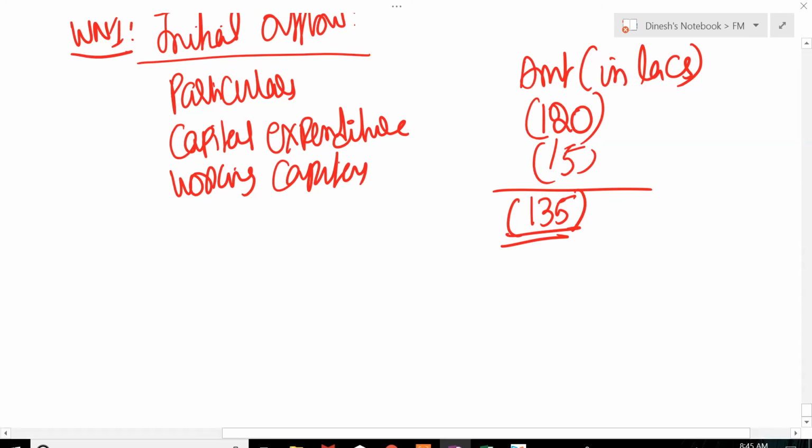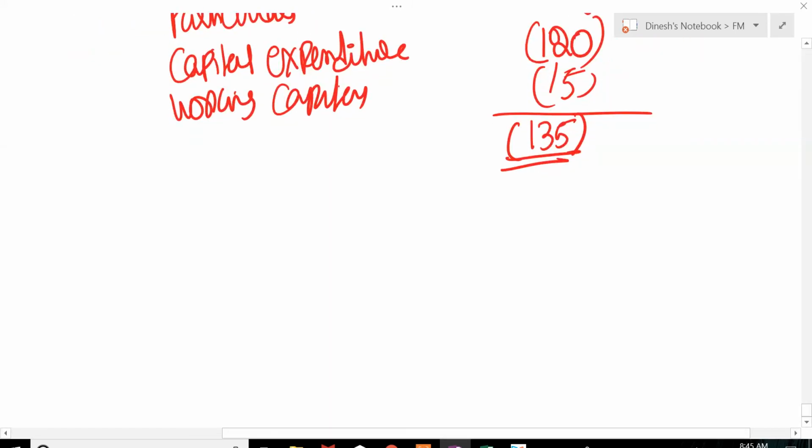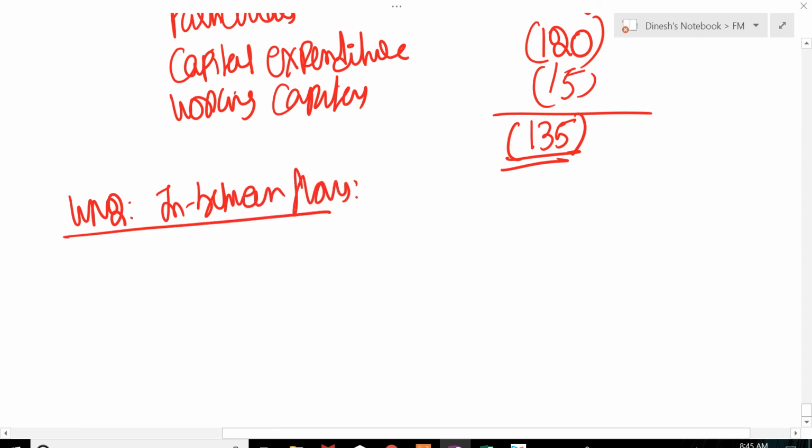Any doubts on this? Working note 2, in between flows, particulars and 8 columns. Particulars and year 1 till year 8.